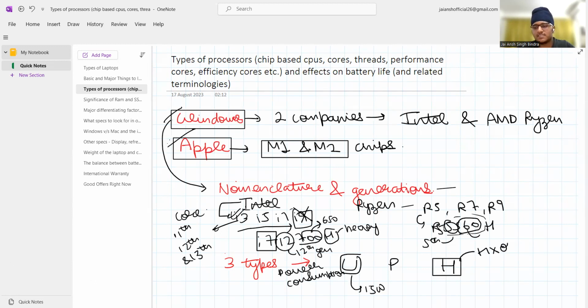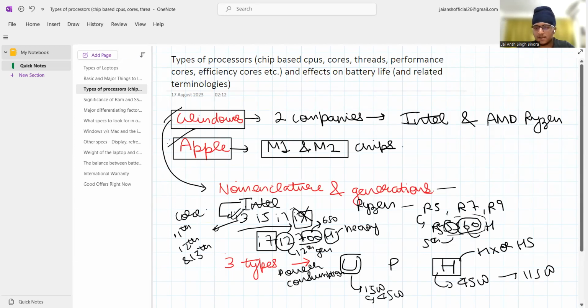Now, an H processor is usually what you see in gaming laptops. HX or HS are the special editions which these companies use, and these are usually better than the H processor. An H processor usually has a minimum power rating of 45 watt, and it goes up to 115 watt. So basically, the H processors consume the maximum power, and if they're consuming the maximum power, they give you the maximum performance. They're not taking the power for nothing, right? They take the power for running the performance which they will be giving you.